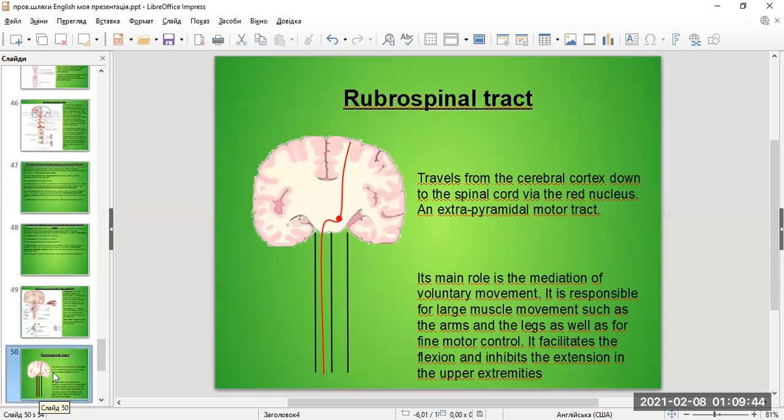The rubrospinal tract travels from the cerebral cortex down to the spinal cord via the red nucleus and is an extrapyramidal motor tract. Its main role is in the mediation of voluntary movements. It is responsible for large muscle movements, such as of the arms and the legs, as well as for fine motor control. It facilitates flexion and inhibits extension in the upper extremities.